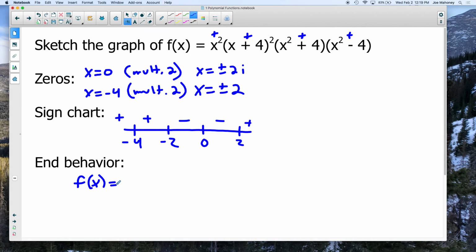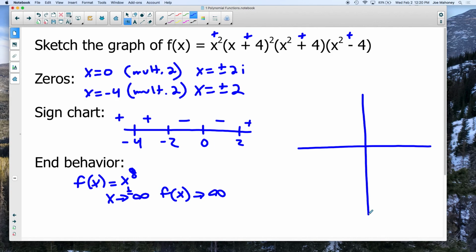This graph works out to be like an x to the 8th. So as x approaches negative infinity, f of x approaches infinity. And actually if we do a plus or a minus, it's still true. Our sign chart kind of confirms that. Let's check out this graph.